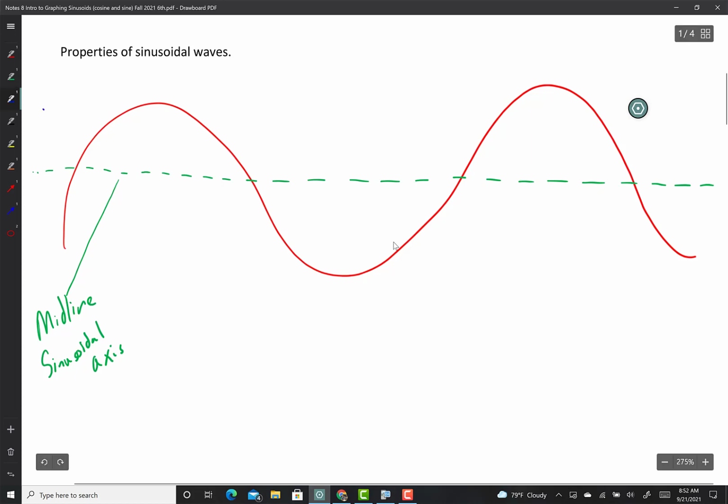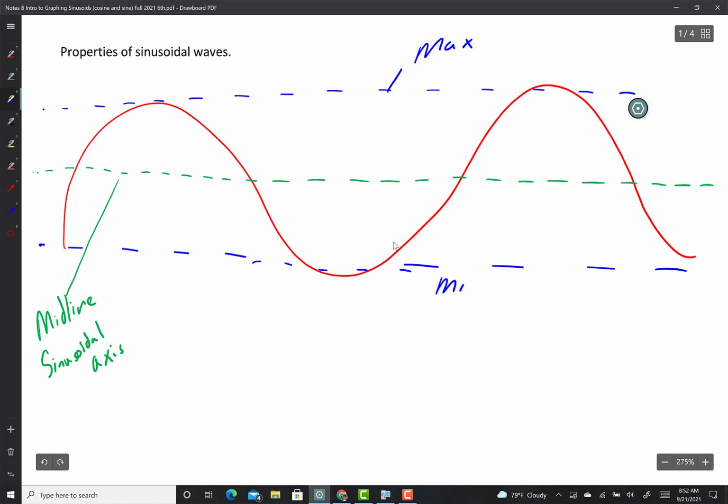All right. There's something called the max. So let me do that in blue. This is the max. I didn't draw it perfect. It looks perfect. Oh, thank you, miss. That's a min.